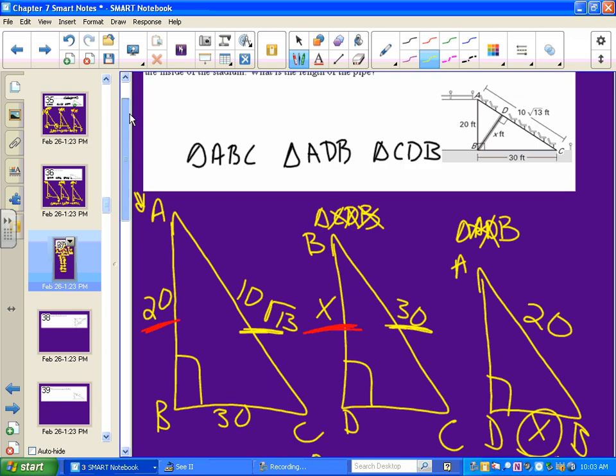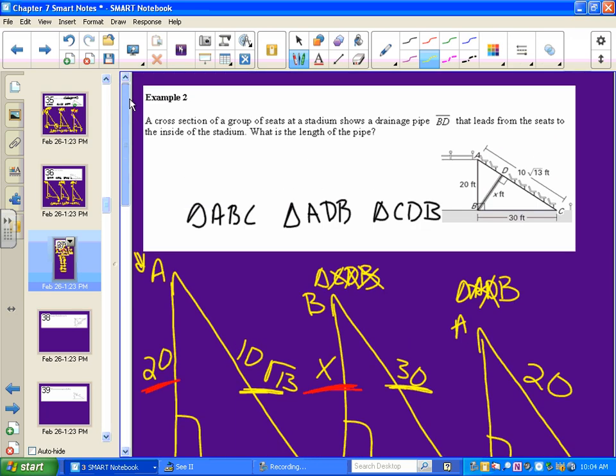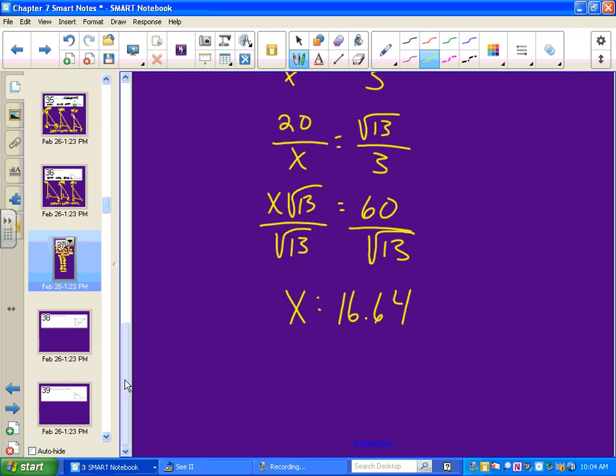So the drainage pipe is approximately 16.4 feet long.